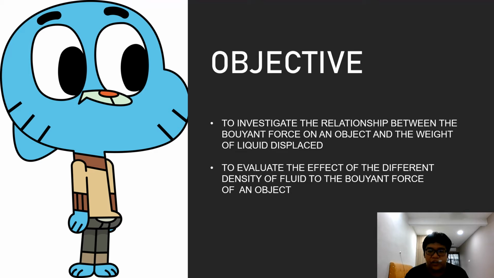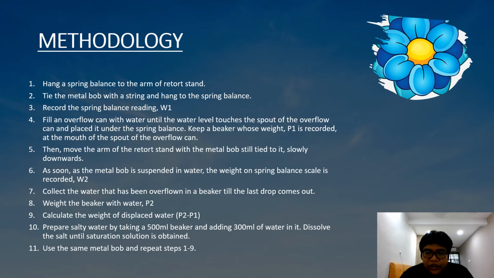This experiment's objective is to investigate the relationship between the buoyant force of an object and the weight of the liquid displaced. Also, this experiment is to evaluate the effect of the different density of fluid on the buoyant force of an object. So, move on to the methodology.